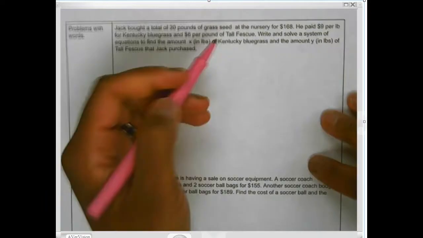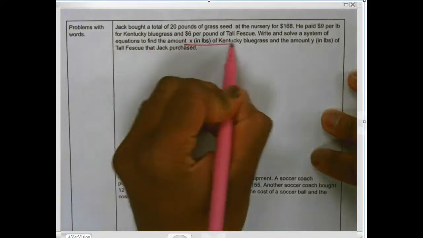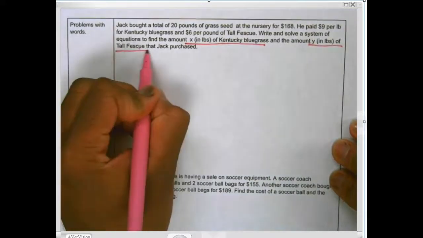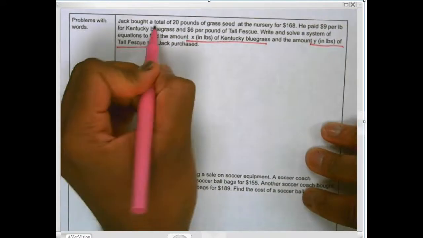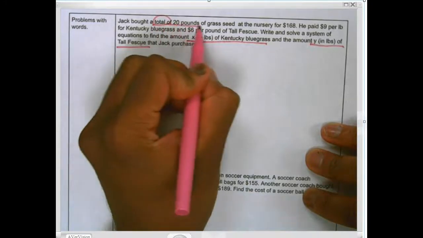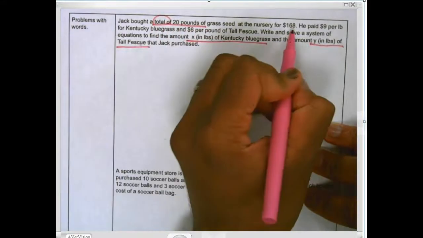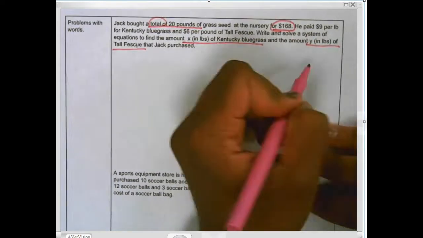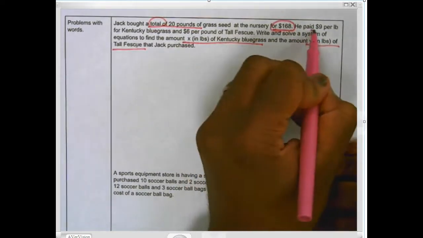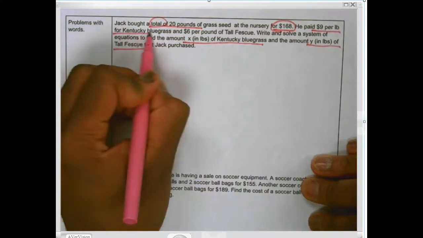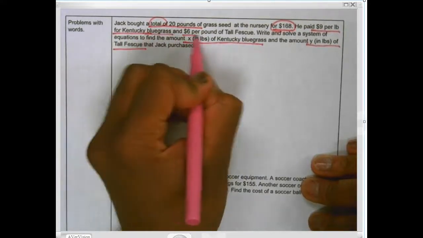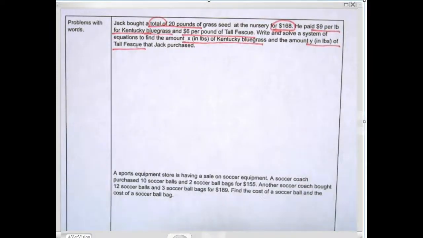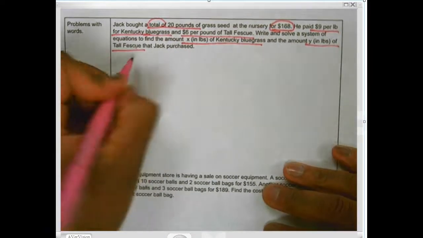They are giving me my variables. They're telling me x is for the pounds of bluegrass and y is the pounds of tall fescue that Jack purchased. Total seems important to me. So he bought a total of 20 pounds of grass seed, and he spent a total of $168, and he paid $9 per pound of Kentucky bluegrass and $6 per pound of tall fescue. If you could, go ahead and press pause and write your 2 equations right now.